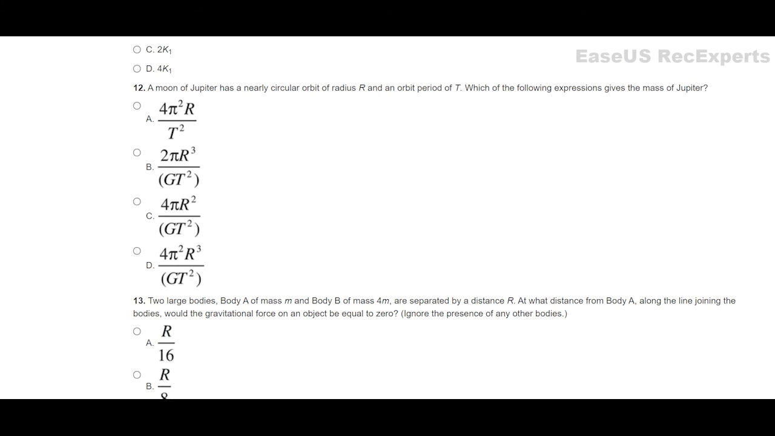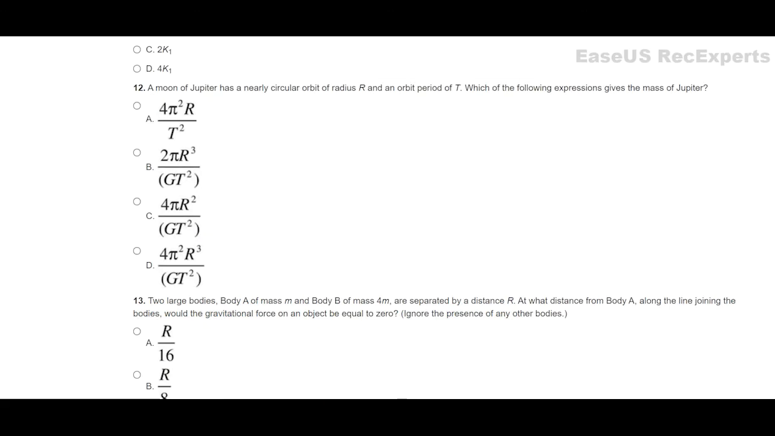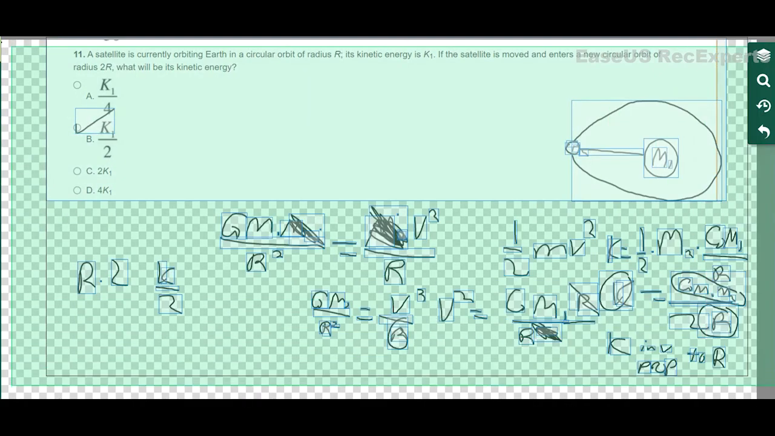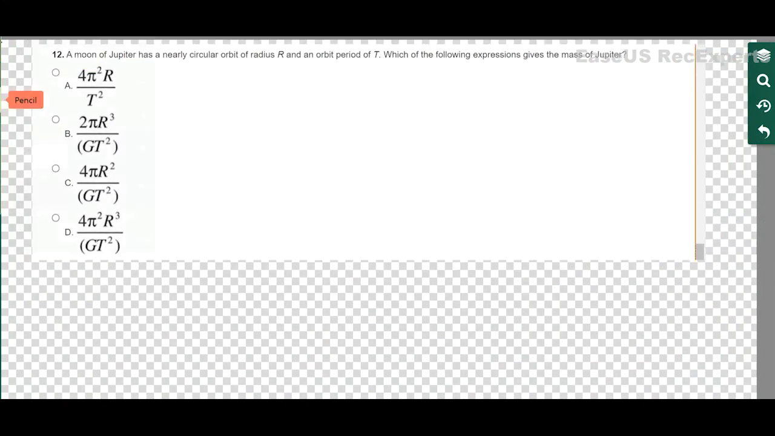Now, a moon of Jupiter has a nearly circular orbit of radius r and an orbit period of T. Which of the following expressions gives the mass of Jupiter? All right. So it is a nearly circular orbit, so we will be using centripetal motion, and an orbital period of T with the radius of r.